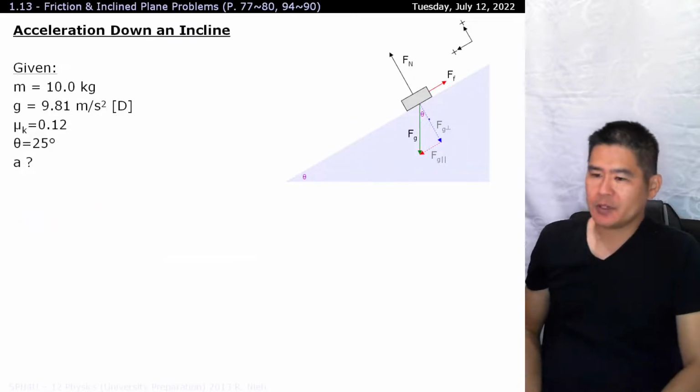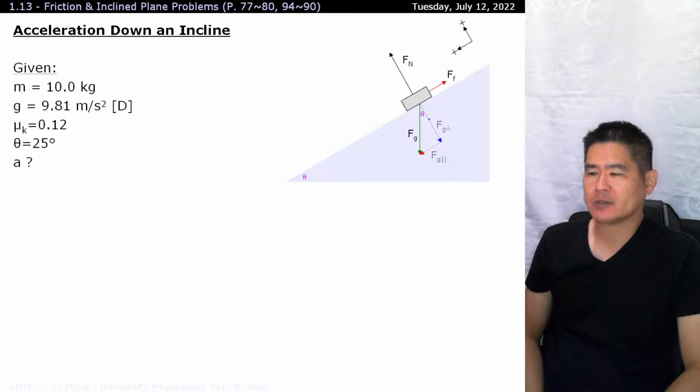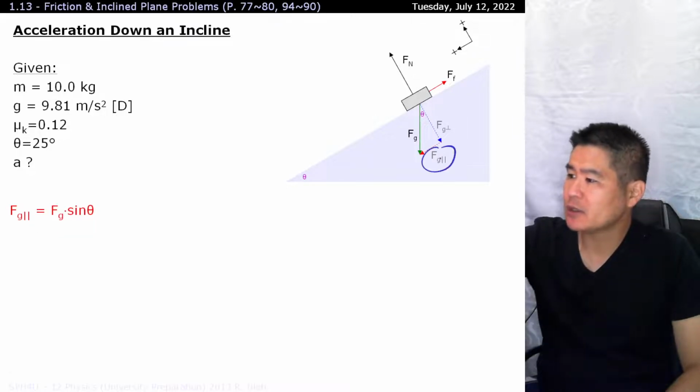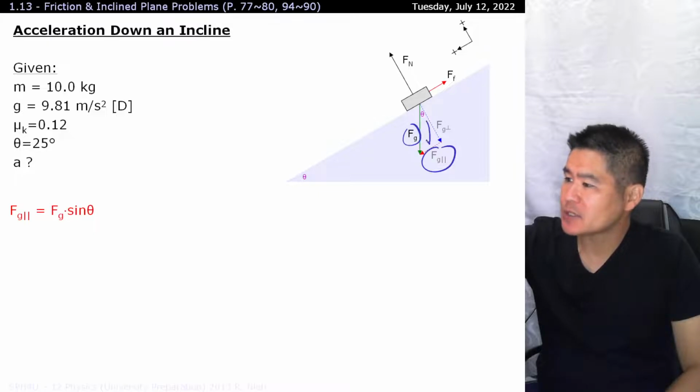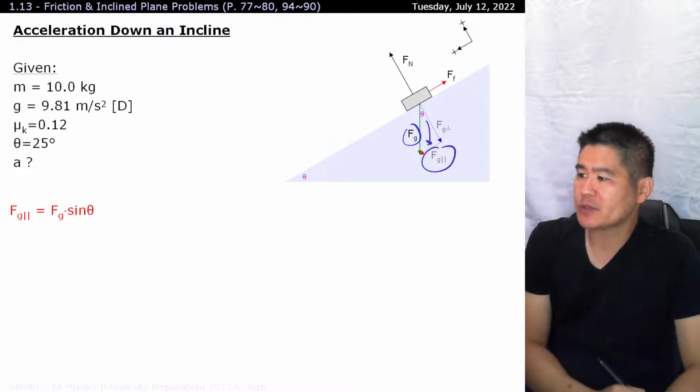Now, there are many different ways of solving these problems. You could deal with things after the fact, but often because you're doing the same process over and over again, it's actually a lot more efficient to break down the components right at the beginning. So we know that FG in line, which is the component over here, is equal to FG times the opposite over the hypotenuse, or the sine of theta. That will always be true.